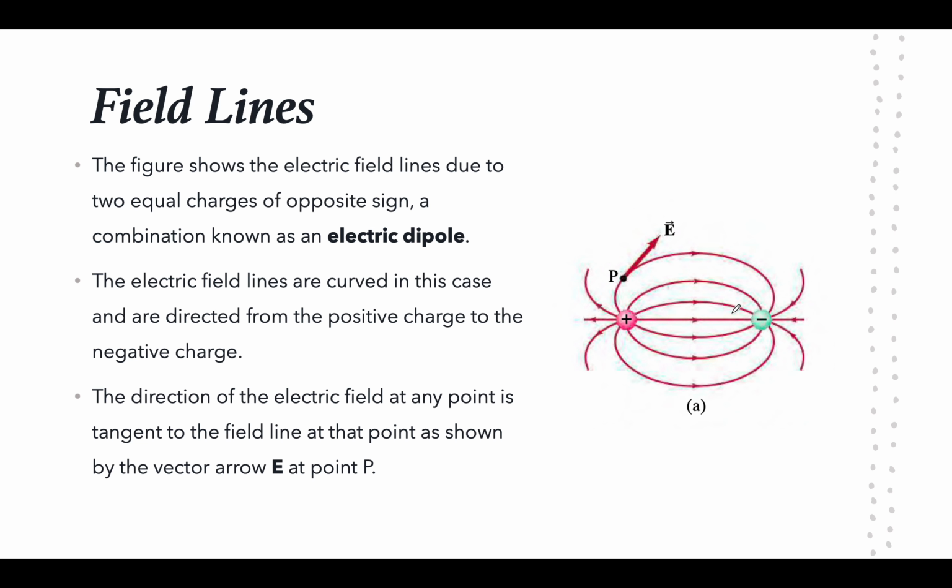And these are the field lines, but if I want to find the electric field itself, then the field is always perpendicular to the field line. So this would be the direction of the field here. If I look at this point, the direction of the field will be in this direction, always perpendicular to the electric field lines.